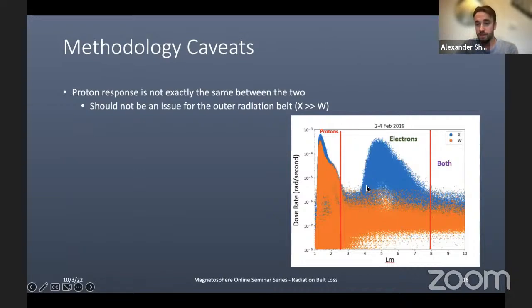The blue dots are the X dosimeter measurements, and the orange dots are the W dosimeter measurements. You can see that in the outer belt, the proton measurements form a background, while the electron measurements have a clear peak. However, if we are interested in doing any detailed science in the inner belt, say L less than 2.5, we will need a more sophisticated subtraction method to isolate the electron dose rate.